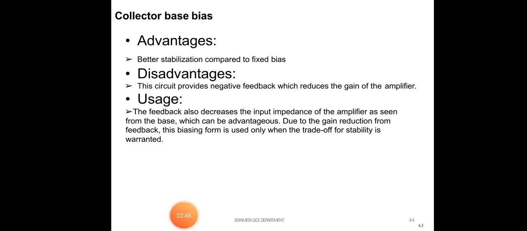So this is about two biasing techniques. In these two biasing techniques, we cannot achieve a faithful amplified signal because the stability factor increases. The stability factor is poor. To overcome this, we are going for self bias. Self bias we will discuss in the next slide.